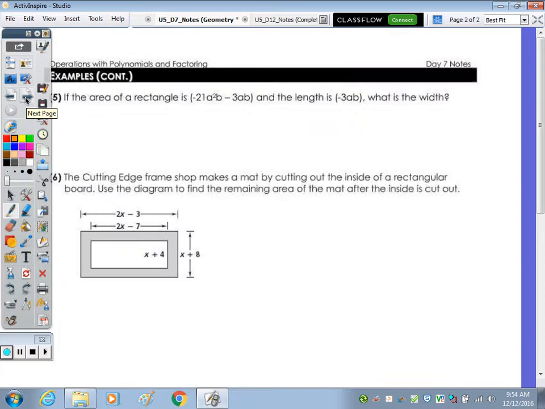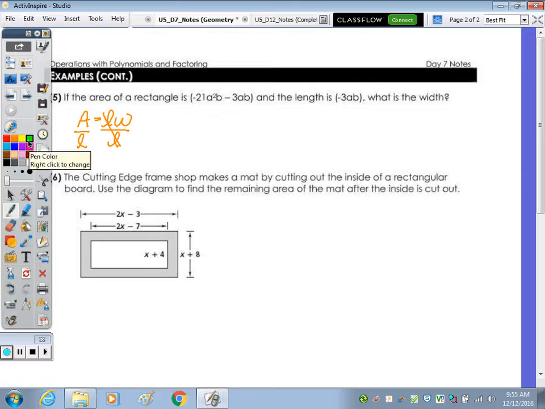On the back side, number 5, it says if the area of a rectangle is given and the length is given, what is the width? Well, if we know the area is length times width, and we know the length, so we know A and L, and we need W. If we solve for W, back to a literal equation, W is equal to A over L.